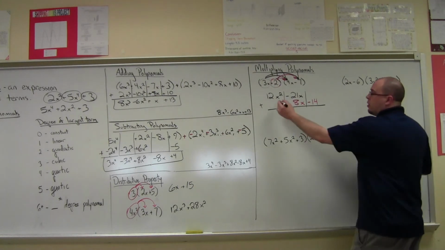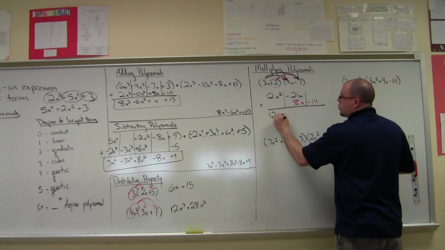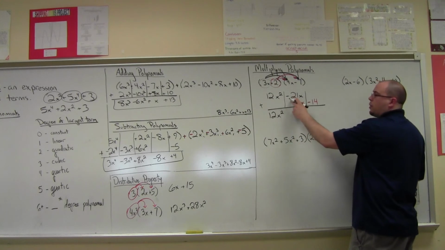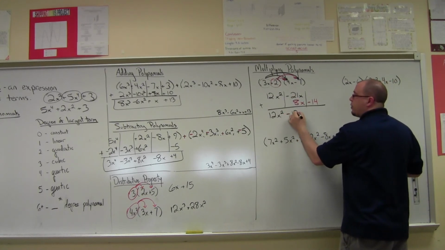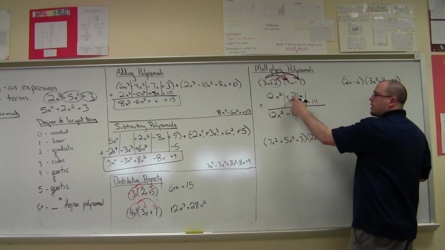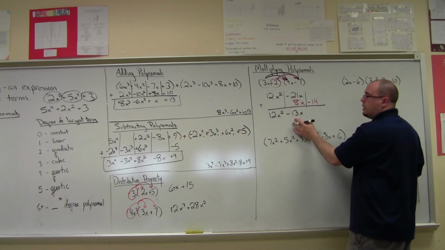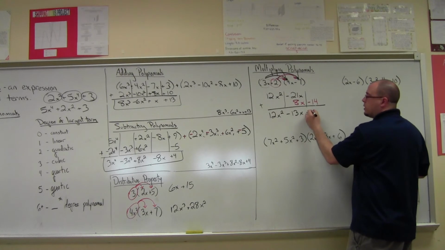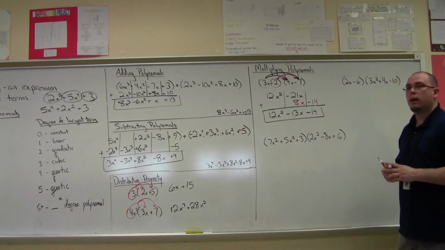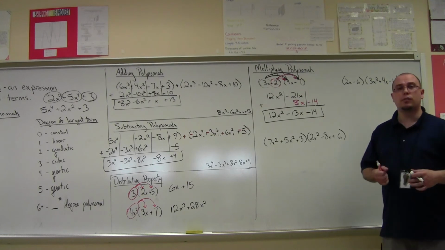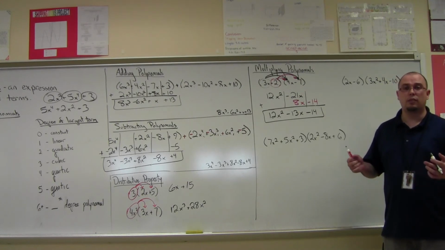So all the x squareds I have are there, so it's 12x squared. I have a negative 21x and a positive 8x I have to combine together. When I do that, I'm going to get a negative 13x, because negative 21 plus 8 is negative 13. And then I'm going to have a negative 14 over here. And that's my answer: 12x squared minus 13x minus 14. And that's all you have to do.